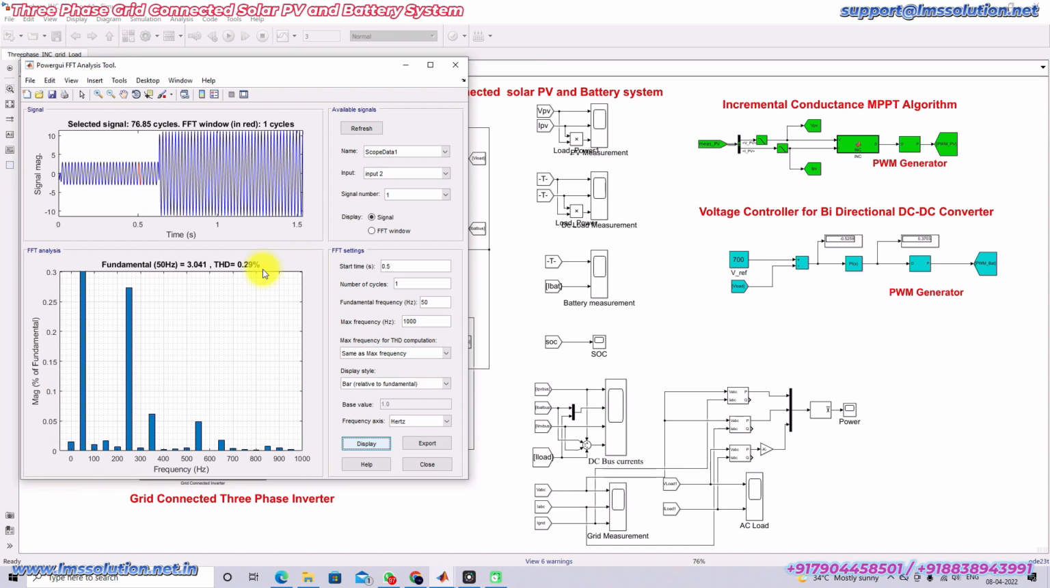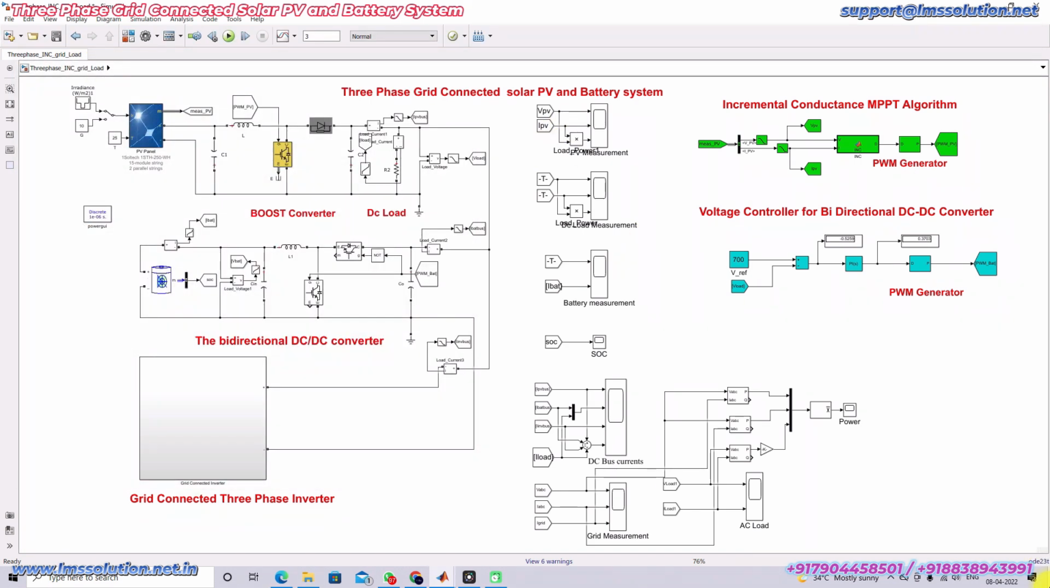So this is the working of the three-phase grid connected solar PV and battery system.